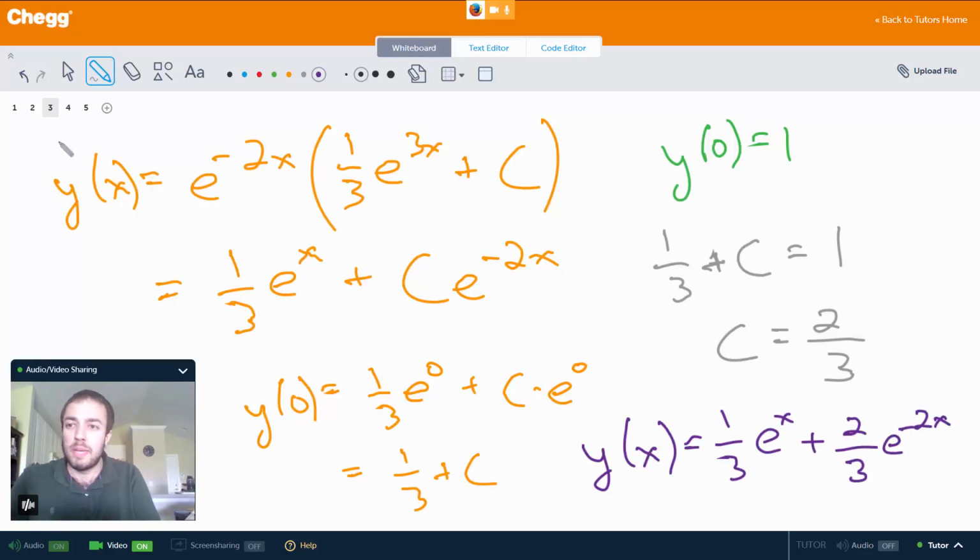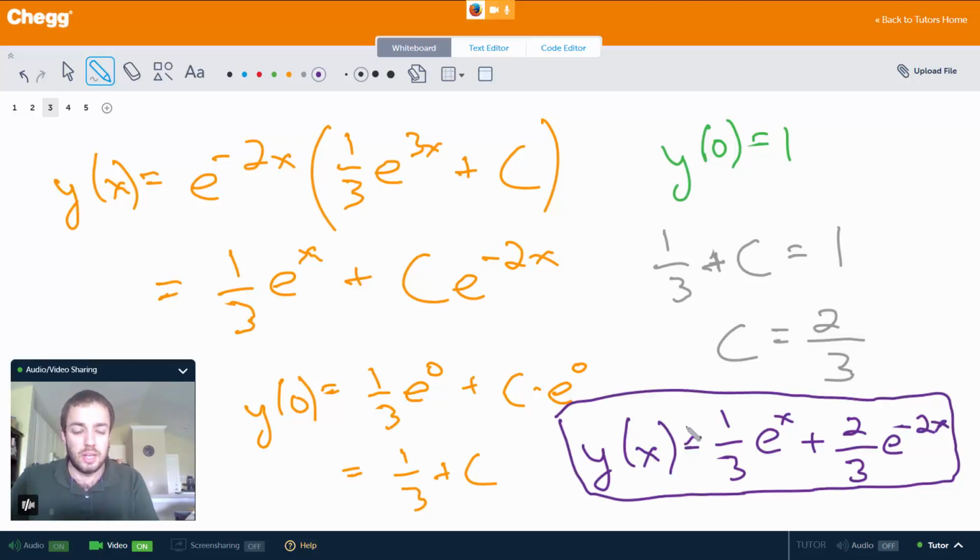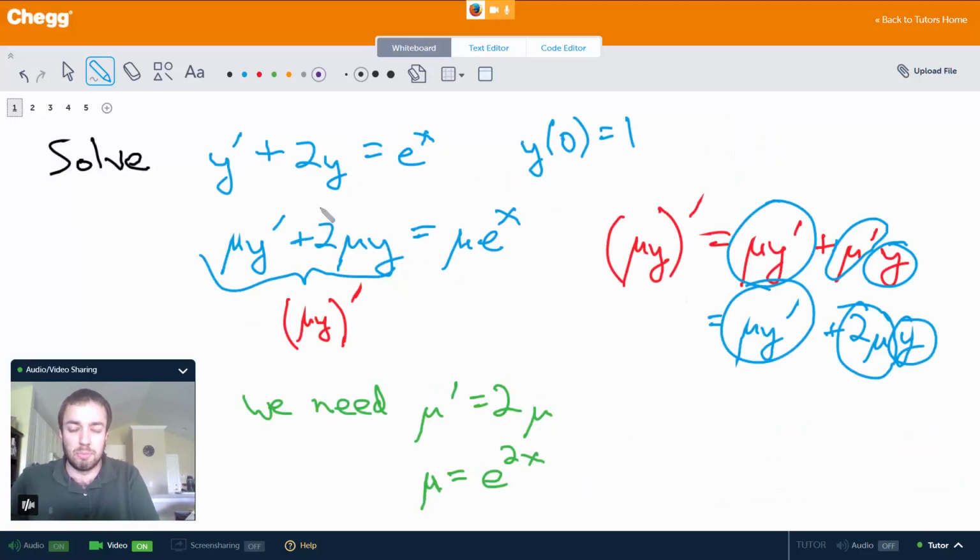And there are many, many different ways to write this formula here, but we'll just stick with this. So y of x equals 1/3 e to the x plus 2/3 e to the negative 2x. And it really wouldn't hurt to verify this, that this function actually solves the differential equation by taking a derivative, plugging everything into here, and checking that the two sides equal each other, and verify that this is satisfied as well.